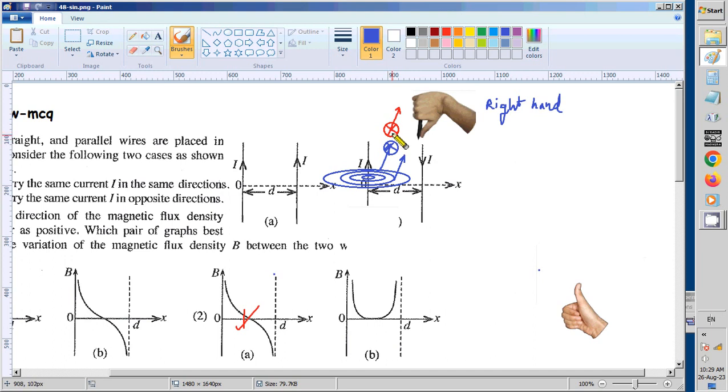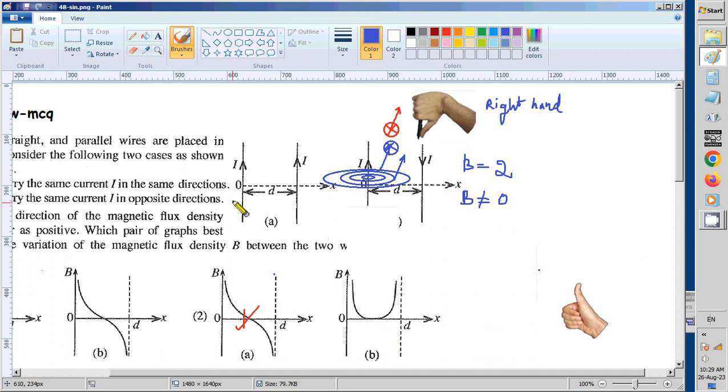So they don't cancel each other; since the magnitudes are the same, they add to each other. Then the final flux density is 2 times the flux density given by a single wire. So that means it can't be 0. It is not equal to 0 here.